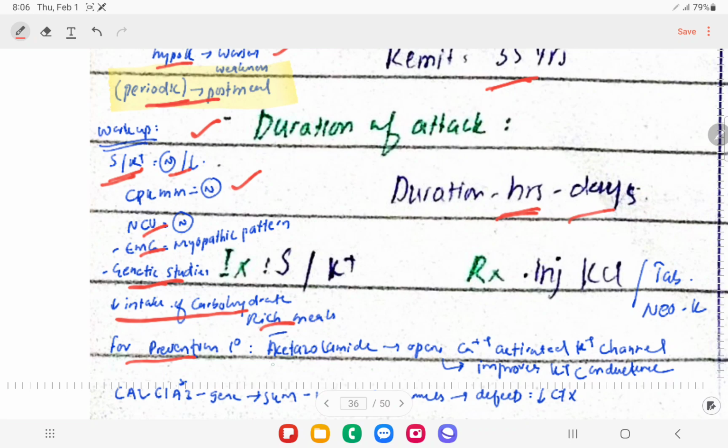For prevention, we can add a drug that can help in these patients, that is acetazolamide. It is going to activate the calcium activated potassium channels. So this is going to improve the potassium conductance and improve the potassium efflux out into the bloodstream. That's how we can treat the hypokalemia in these patients. So a low dose of acetazolamide can be used in these patients.